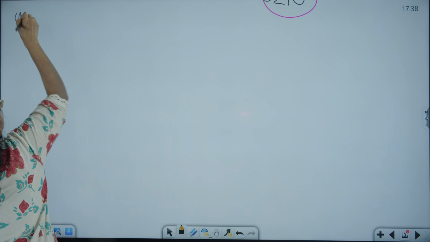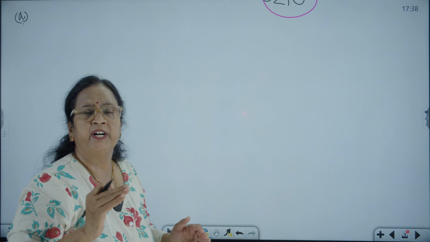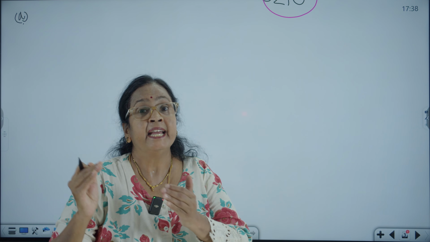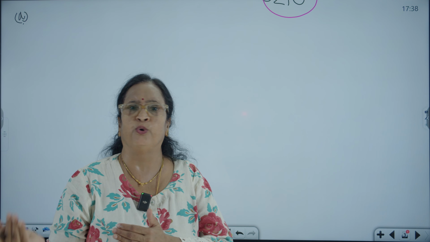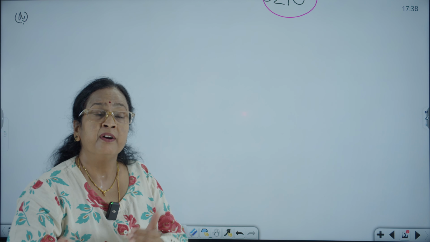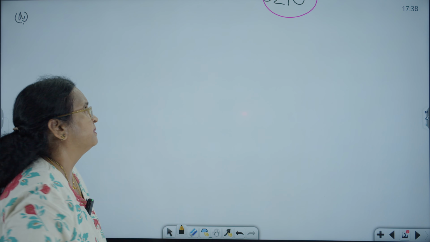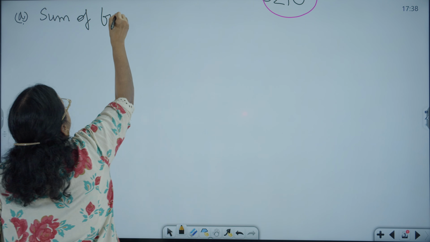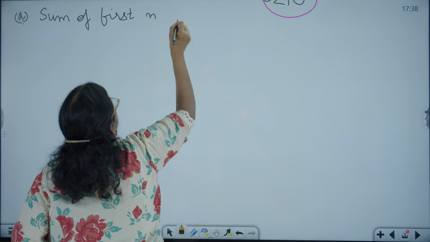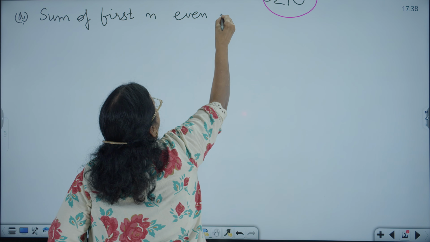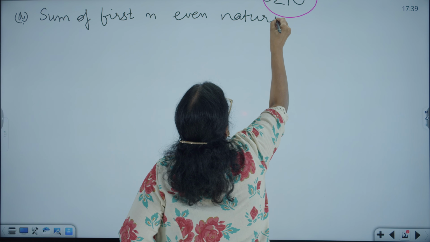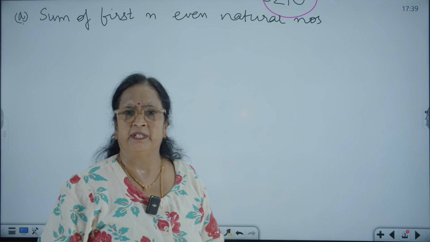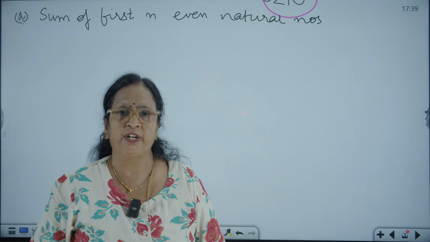We have done sum of first n natural numbers. Let us do sum of first n even natural numbers. Then we will go on to the odd numbers. Alright. Sum of first n even natural numbers.